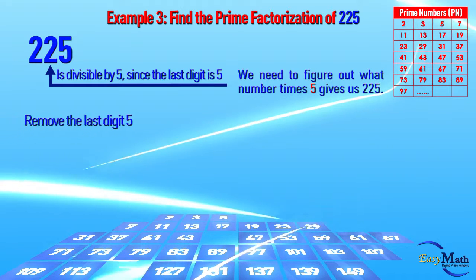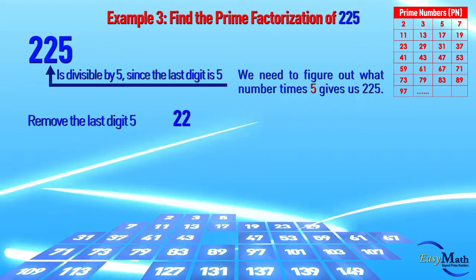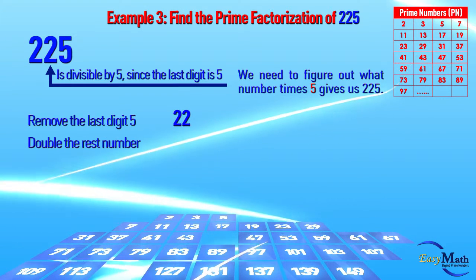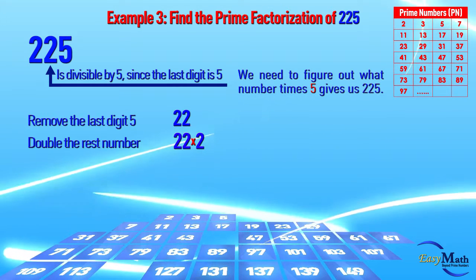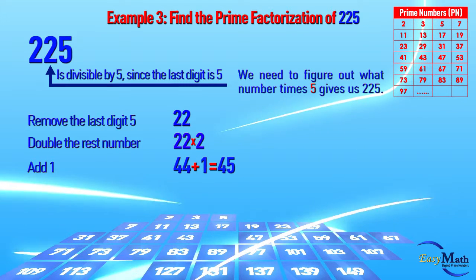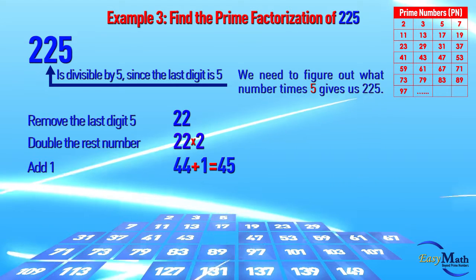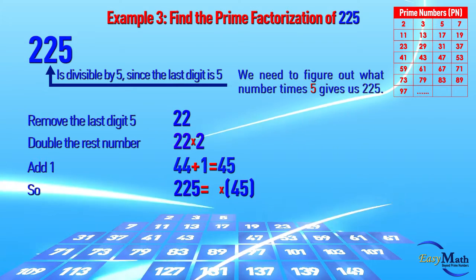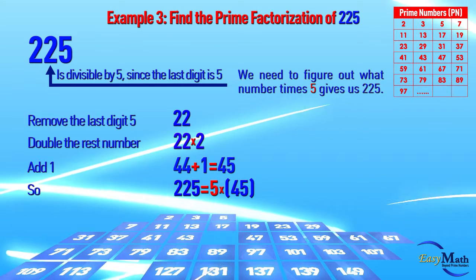First, we remove the last digit, 5, which leaves us with 22. Then we double the rest of the number, 22 times 2. From there, we add 1. 44 plus 1 equals 45. So, 225 is equivalent to 5 times 45.